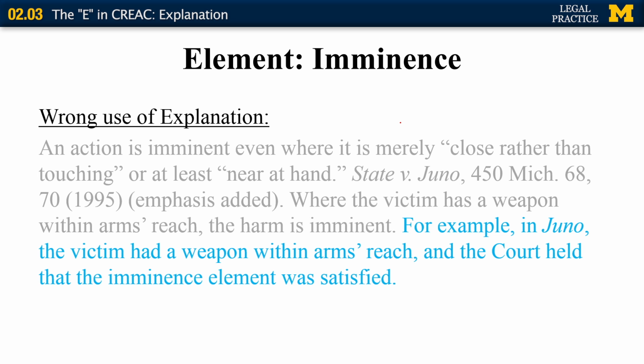And here's the explanation that's not so helpful. For example, in Juneau, the victim had a weapon within arm's reach, and the court held that the imminence element was satisfied. So why is that explanation not especially helpful for my reader? All it does is repeat the language of the rule without actually illustrating the rule. I've simply taken the language of the rule and said, here's a holding in a court case that actually used this rule. So that's not a helpful way of using explanation.